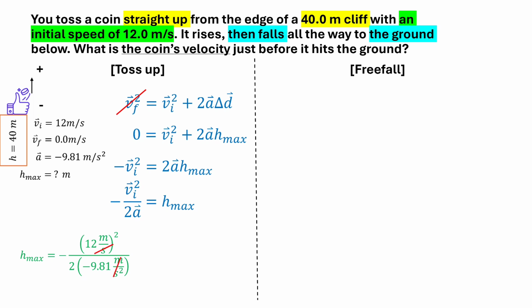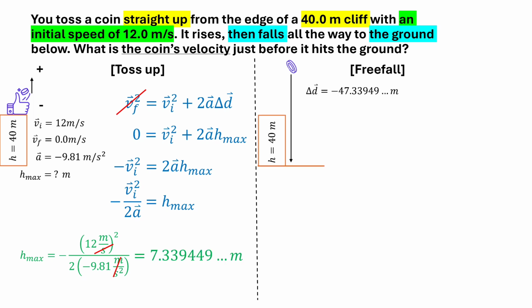Don't forget unit analysis. We found that second square cancel out and only single meter is left on the top. Plus, sign, negative and negative cancel each other to be positive. Once you substitute, you will get 7.339 and so on meter. Please do not round it up.